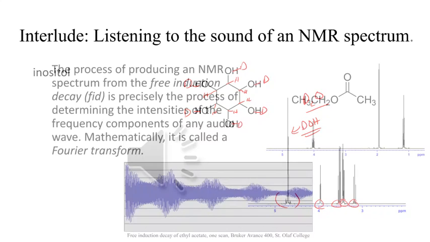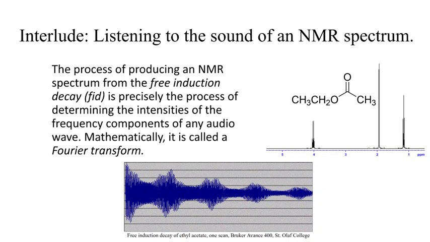Okay, so the process of producing an NMR spectrum from the free induction decay, the FID, is precisely the process of determining the intensities of the frequency components of any audio wave. Mathematically, it's called a Fourier transform. Basically, what we have over here on the spectrum is a frequency analysis showing that multiple frequencies are components of this very rapidly oscillating and decaying sinusoidal audio signal.